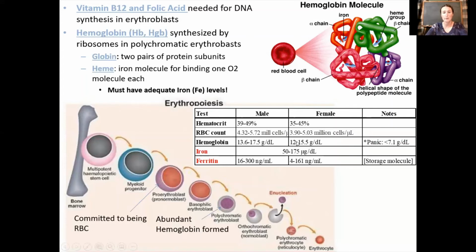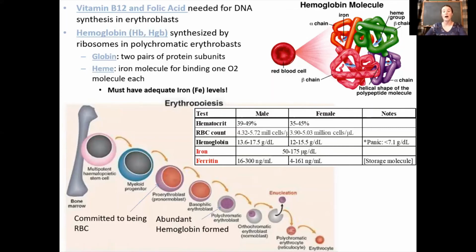And so these are the appropriate levels, 50 to 175 micrograms per deciliter. That is the healthy range. We talked about transferrin last week. Transferrin essentially transports the iron throughout the blood from one place in the body to the other, so it can be recycled into hemoglobin. Ferritin is similar but different. Ferritin's job is to actually store the iron until it is ultimately needed.